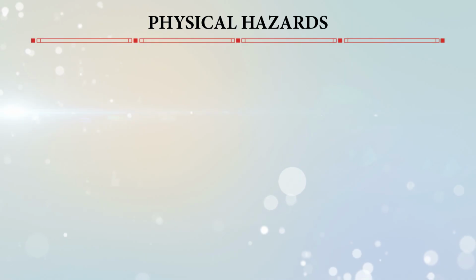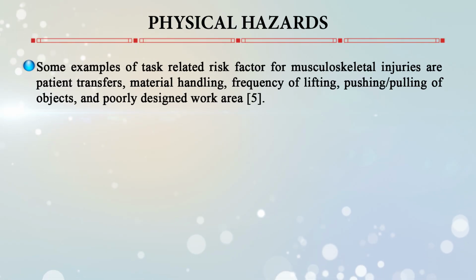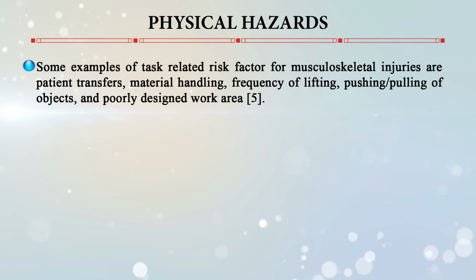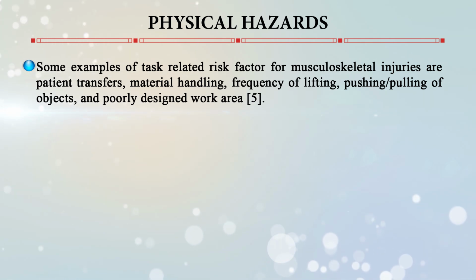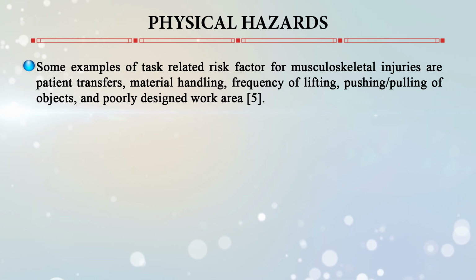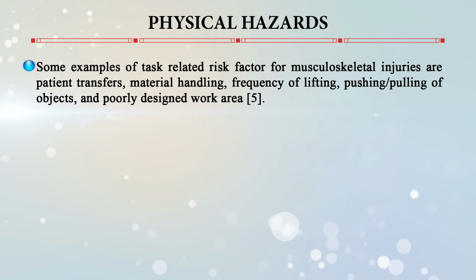And some ergonomic hazards are also there that they will face, like heavy lifting, repetitive and forceful movements, and very difficult postures that arise from improper work methods and improperly designed workstations and other equipment. Task-related risk factors for musculoskeletal injuries are patient transference from one place to the other, material handling, frequency of lifting and pushing, pulling of objects, and poorly designed work areas.